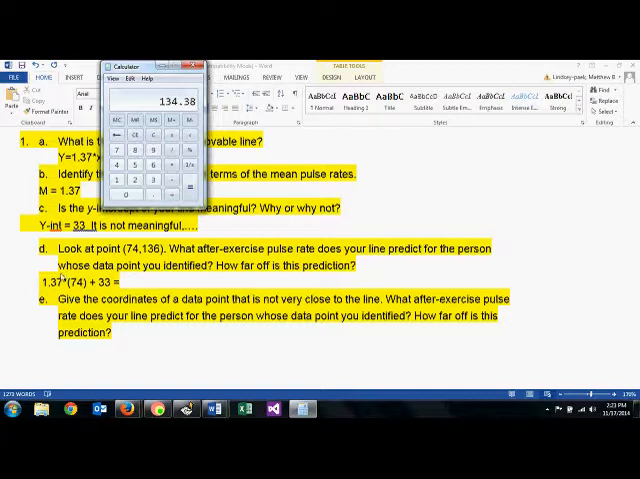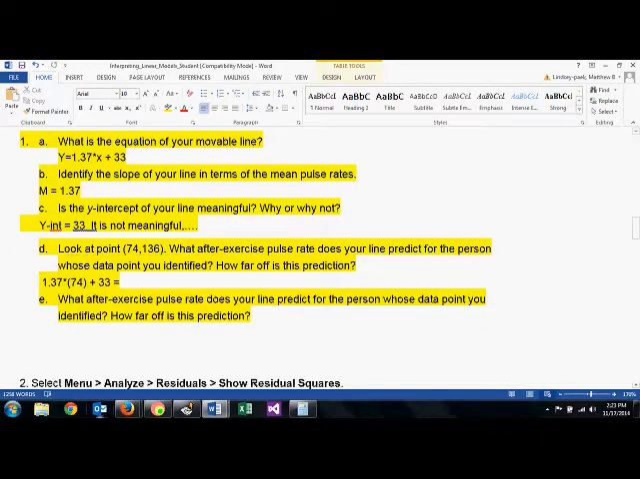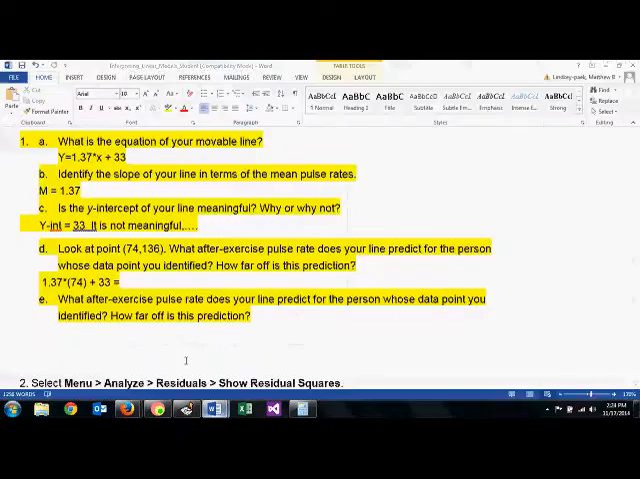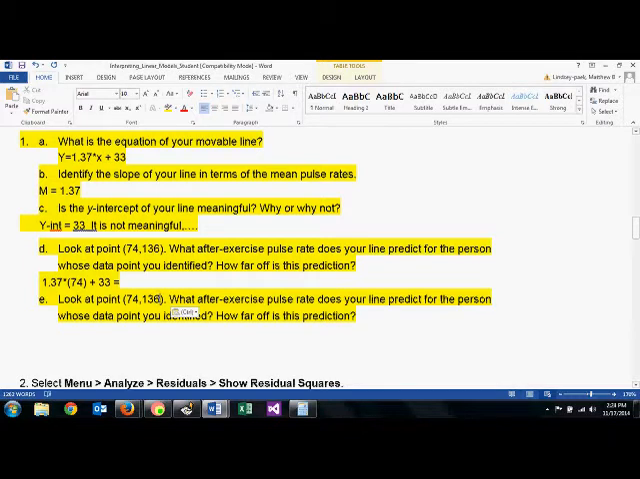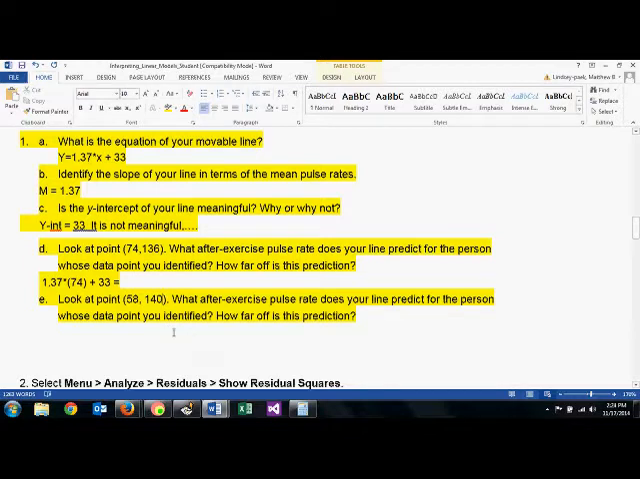Let's try this again. I don't want you to just randomly choose a point. Let's pull one that's pretty far off. I'm going to choose this one here, 58 and 140 it looks like. So I'm going to come over here and put, look at point 58, 140. Let's make sure that's correct still. Yeah, 58, 140 is correct.